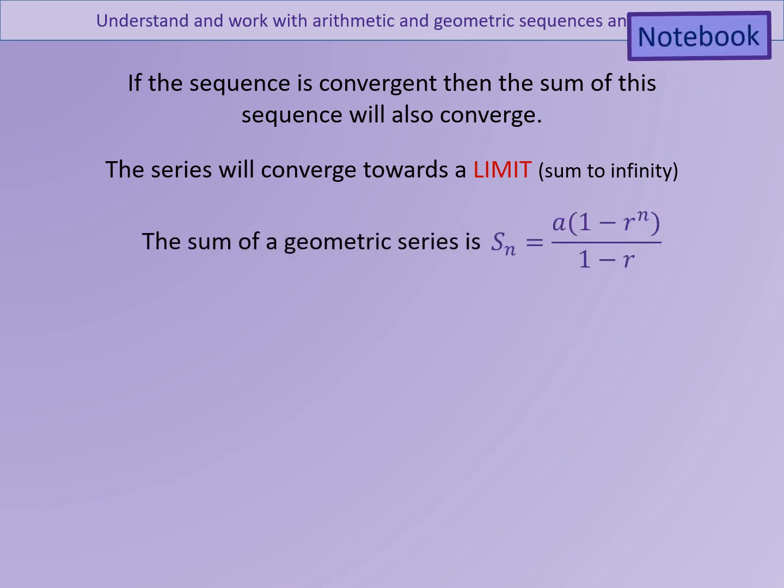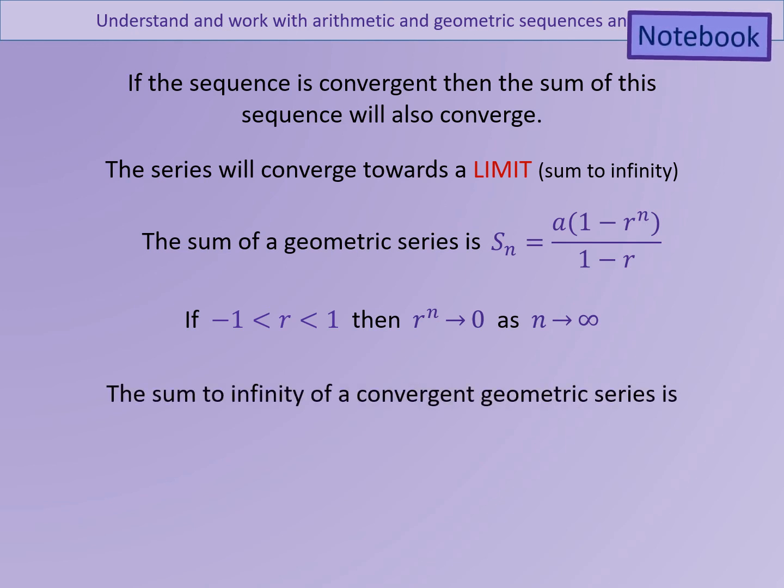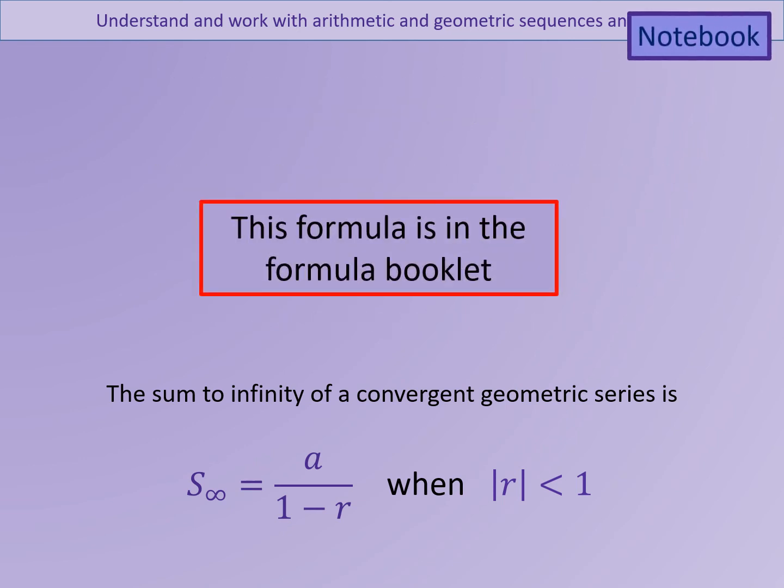We know that the sum of a geometric series is given by this formula. If we are in the situation where r is between -1 and 1, then the r to the n term on the numerator will tend towards zero as n gets larger. So therefore, we are left with just a times 1 on the numerator. So the sum to infinity formula is a over 1 minus r. This only works when the absolute value of r is less than 1. In other words, the value not taking into account the plus or the minus is always lower than 1. This formula for sum to infinity is also given in the formula book.